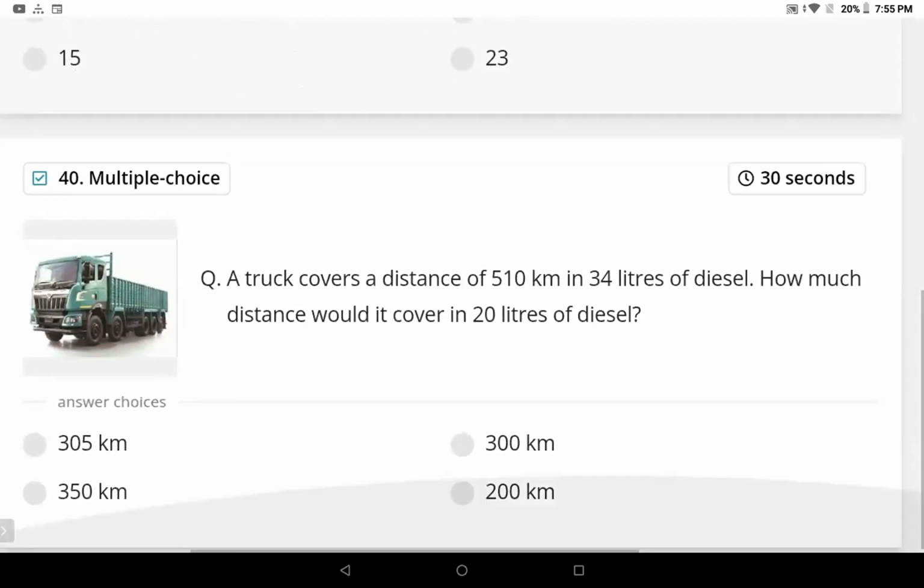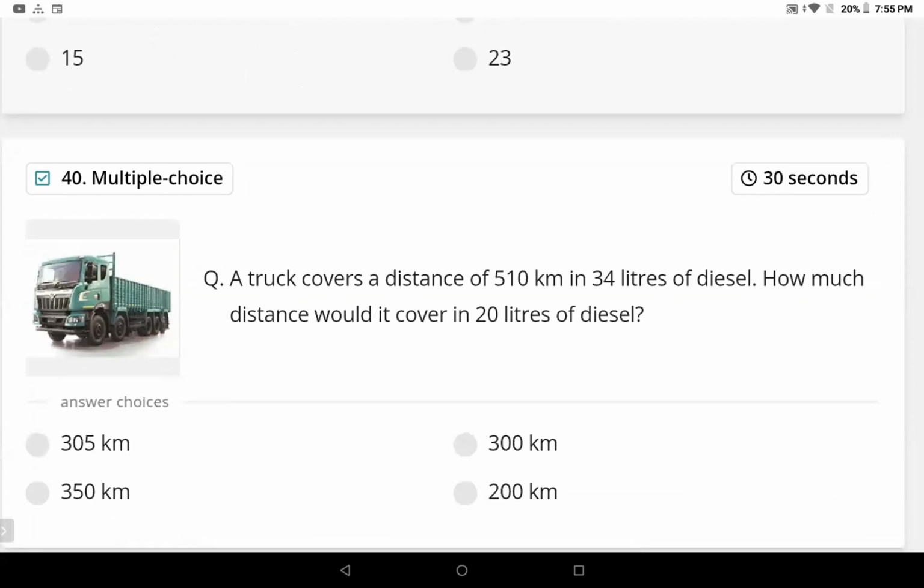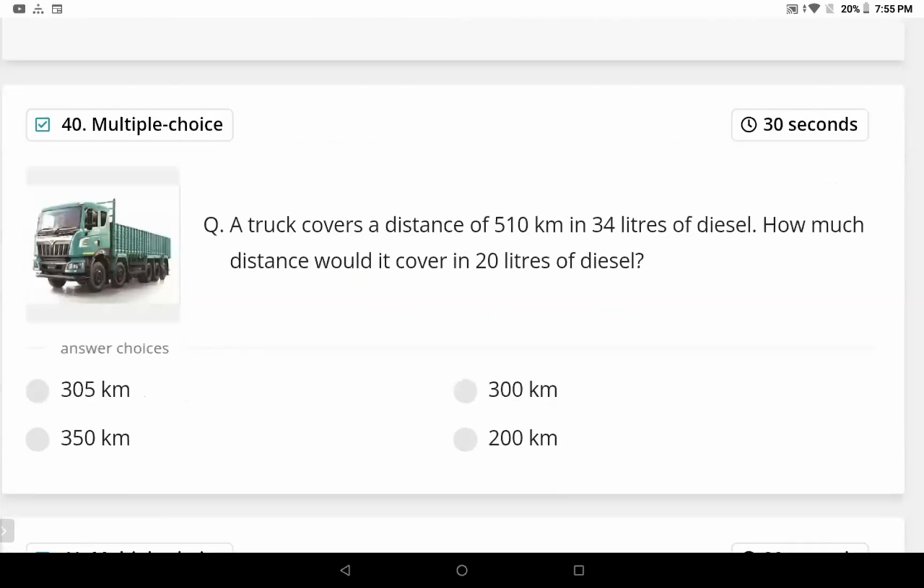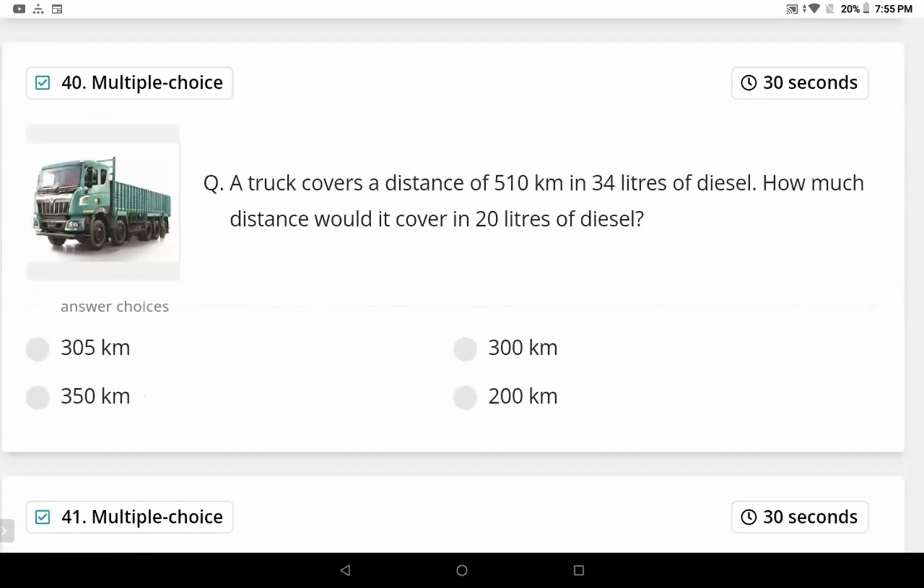Manideep, can you please read the next question? A truck covers a distance of 510 kilometers in 34 liters of diesel. How much distance would it cover in 20 liters of diesel? So it's direct proportion, right? So cross multiplication, right? So 20 multiplied with 510 by 34. If you simplify, what answer are you getting, children, in this question?